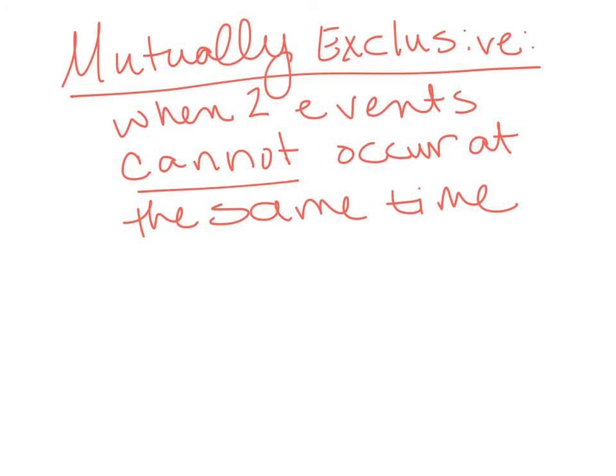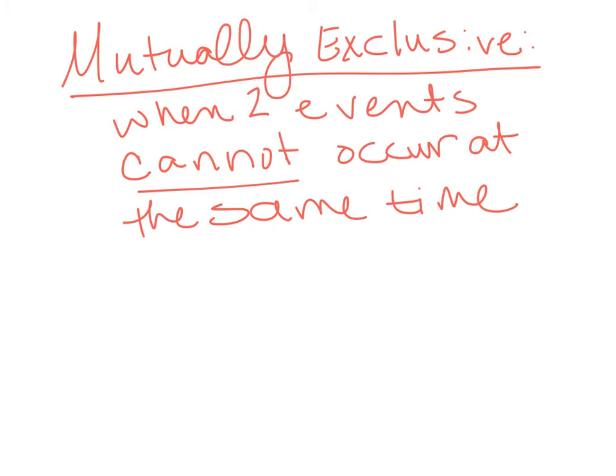So we have another classification, and that is mutually exclusive. Mutually exclusive is when 2 events cannot occur at the same time. Sometimes mutually exclusive and independent and dependent get mixed up. So make sure you understand independent and dependent can happen at the same time, but mutually exclusive things cannot.